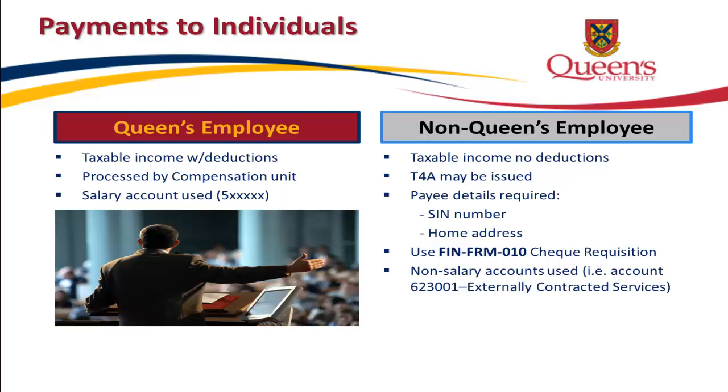For payments to individuals who are not Queen's employees, individuals may be paid on a check requisition by Financial Services. A detailed invoice describing the services provided should accompany the check requisition, along with the individual's name and address. If the individual is HST registered, their HST number is required. If they are not HST registered, their social insurance number is required, and they will be issued a T4A for income tax purposes.